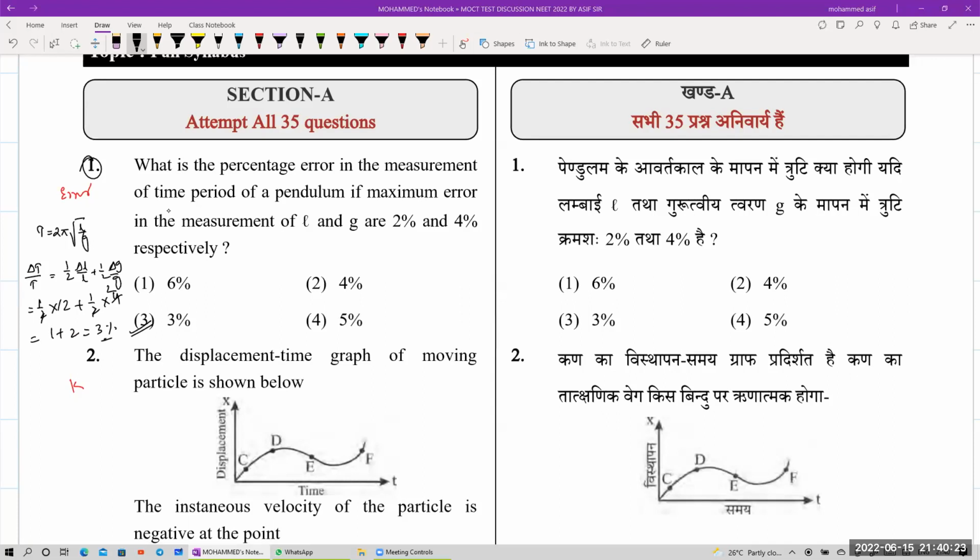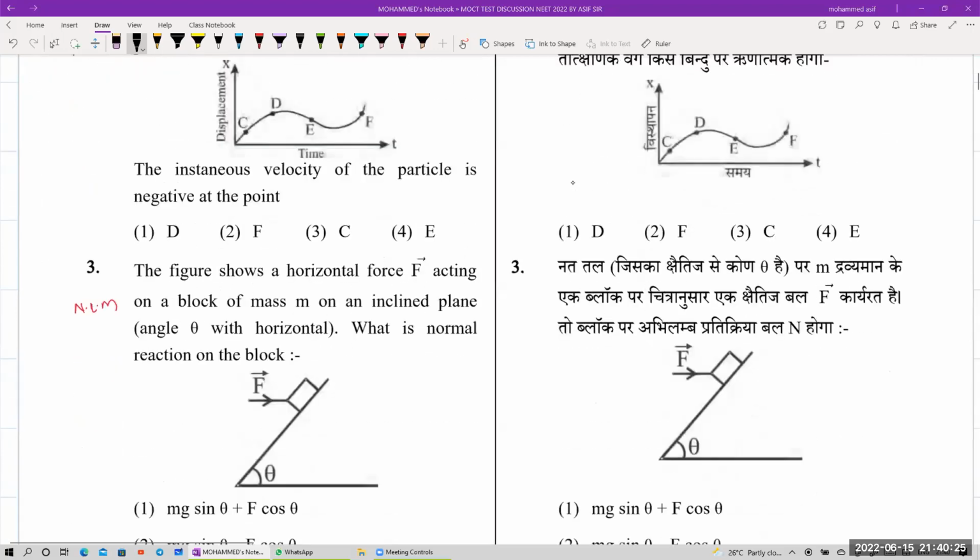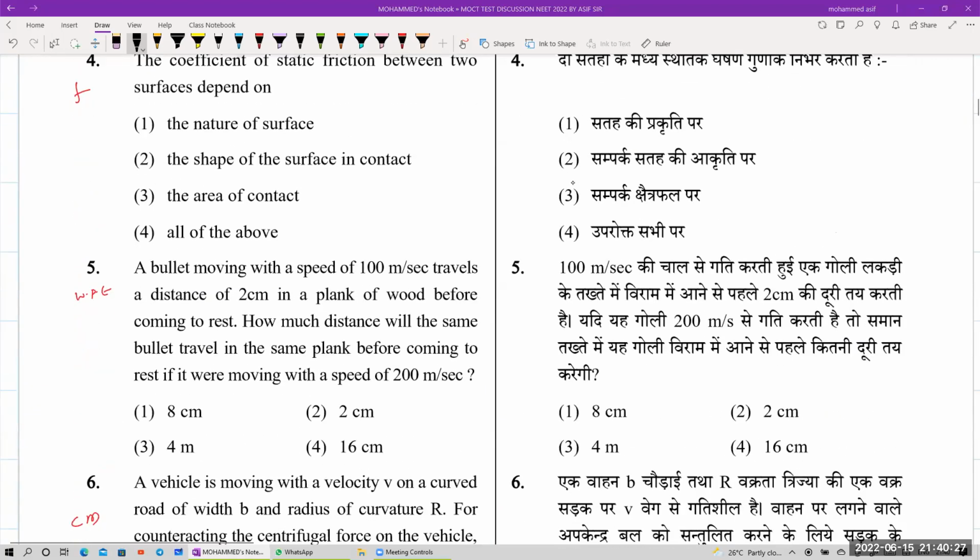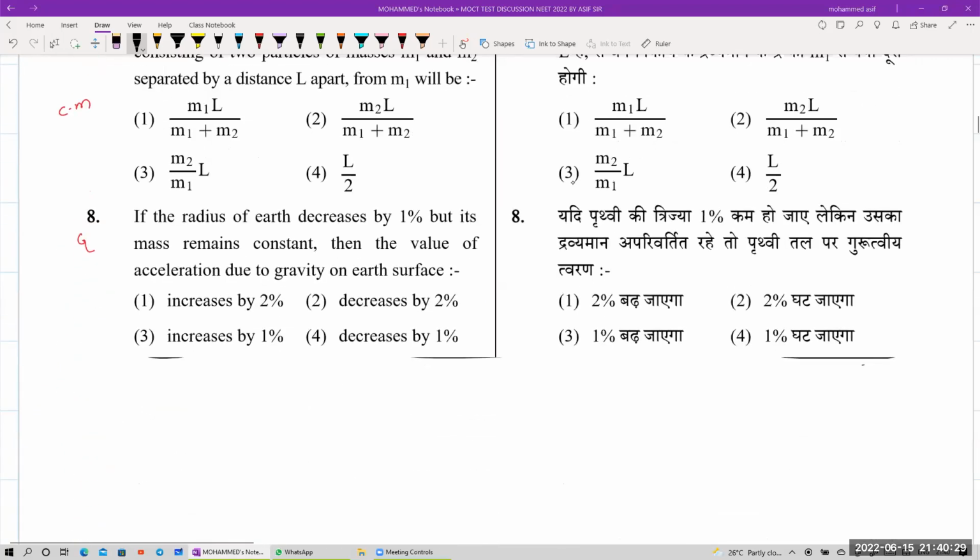So 4 marks pakka in our pocket. Chalo. Question number 6 also I'm leaving. I'm trying to do the direct question from your Gravitation.